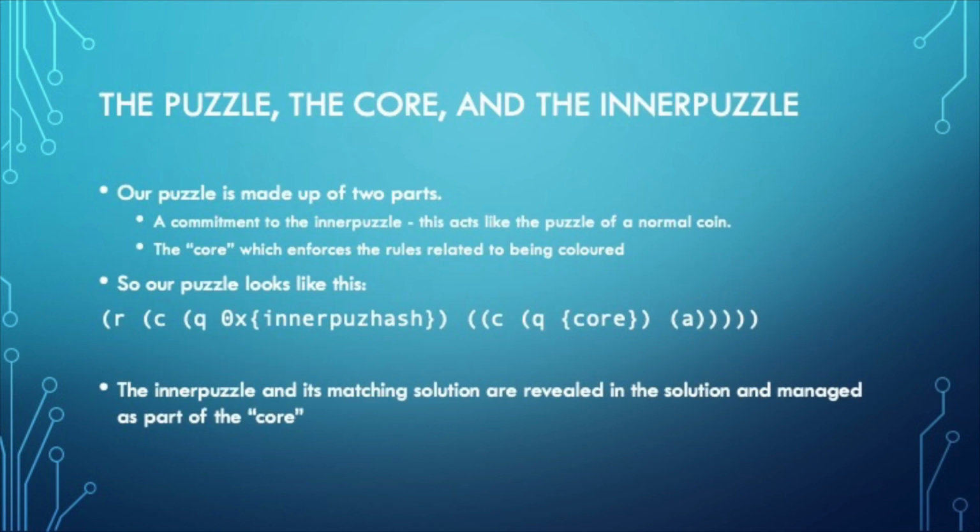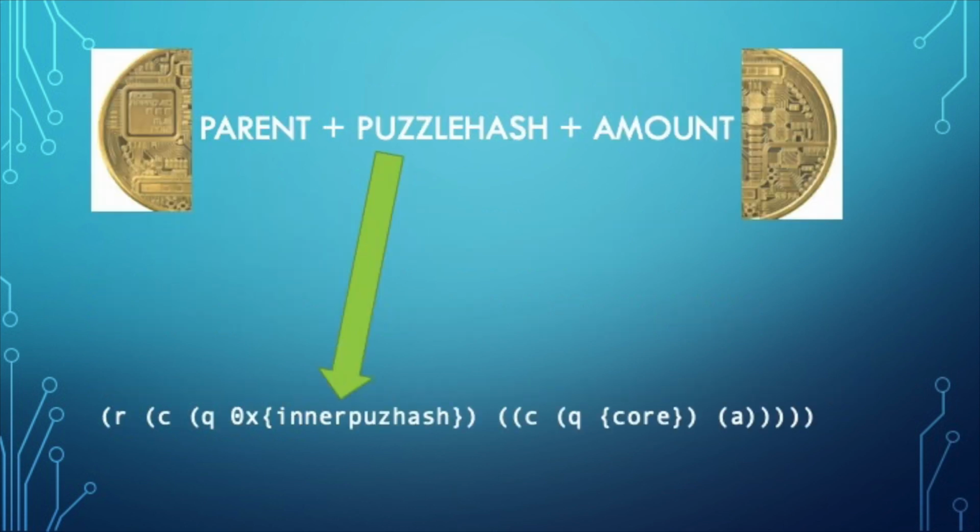Let me introduce you to some terminology that we will use throughout this video. The puzzle, the core, and the inner puzzle. The puzzle is the same as that you already know. However, it is composed of two parts, the inner puzzle hash and the core. The inner puzzle hash acts the same way that the puzzle hash does in a coin. The core is a part of the puzzle which controls the coloured behaviour, and the puzzle puts these together.